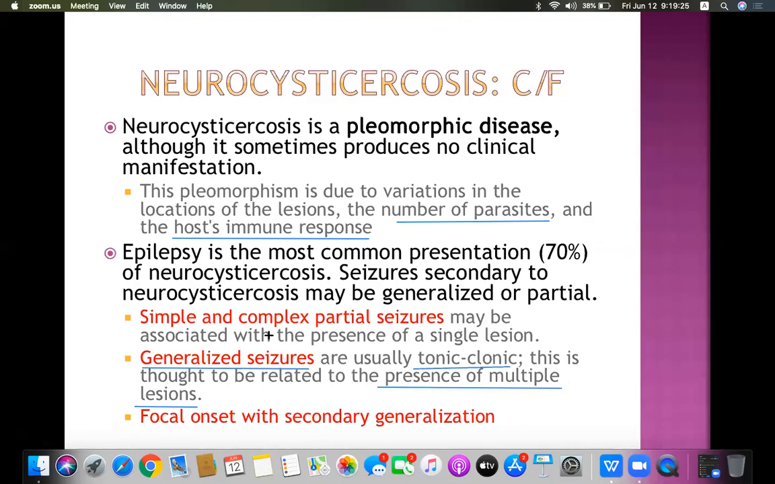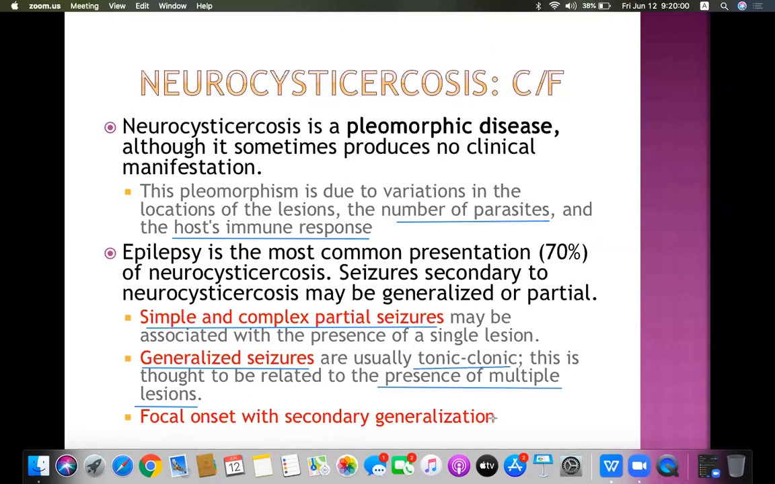So the more common ones are simple partial and complex partial types of seizure. First of all, you should understand what a partial seizure is. Only one part of the body is having seizure, not the whole. Simple means the person is still conscious, not unconscious. Whereas complex partial seizure means that along with the seizure, the consciousness level is decreased.